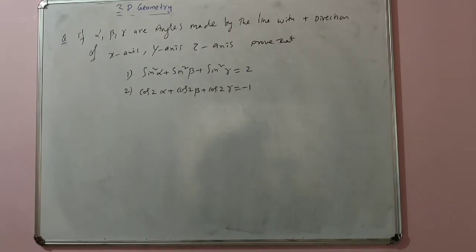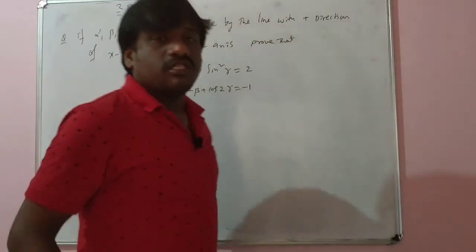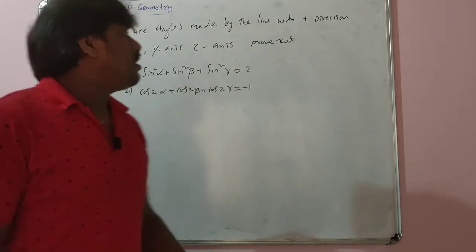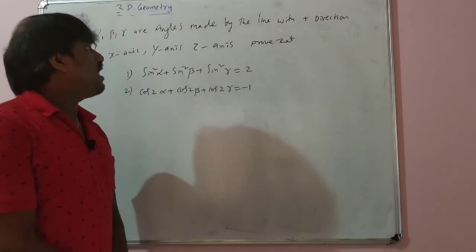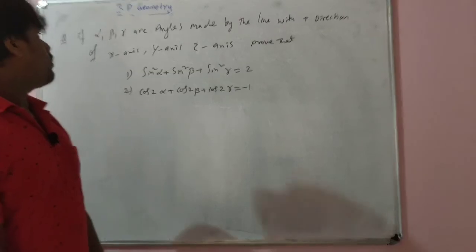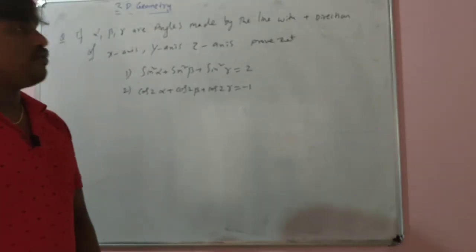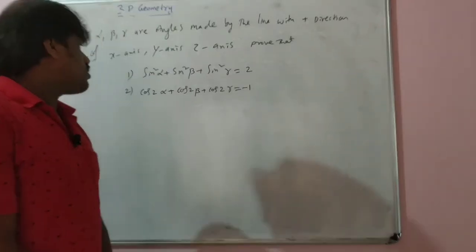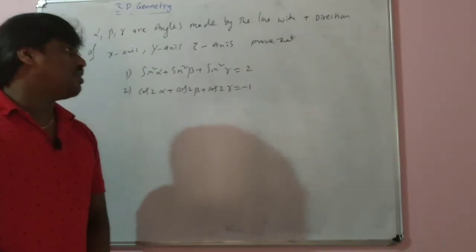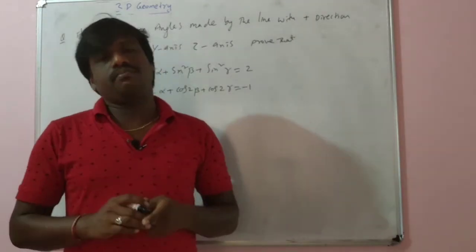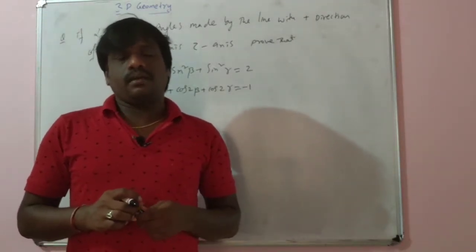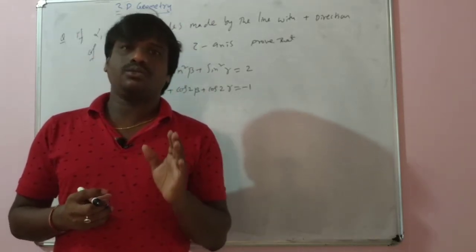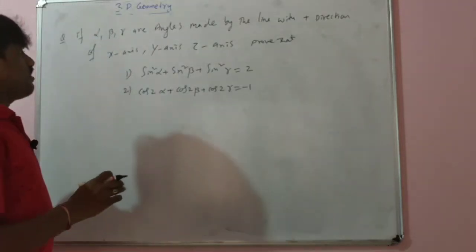So let us see one more question here. See, this is a most important board question, asked many times. If alpha, beta, gamma are the angles made by the line with the positive direction of x-axis, y-axis, z-axis, prove that sin square alpha plus sin square beta plus sin square gamma is equal to 2, and cos 2 alpha plus cos 2 beta plus cos 2 gamma is equal to minus 1. Even these are important from the JEE point of view also. But I am covering each topic for boards and JEE all together. So this is a very important one.